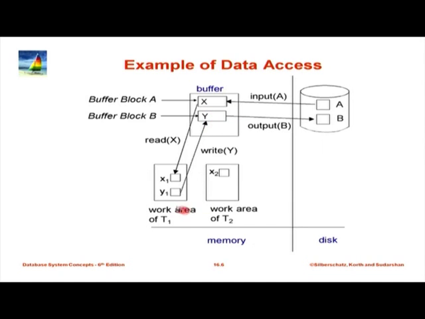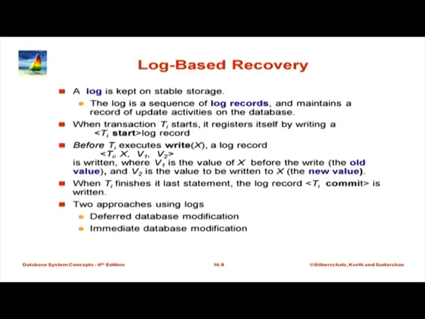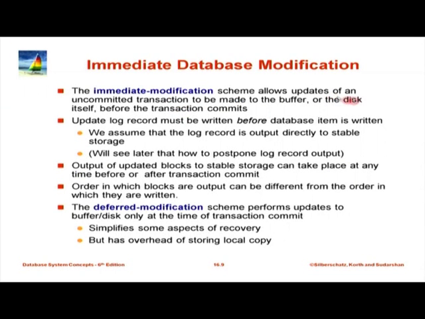On the other hand, in immediate modification, the update can be written to the buffer at any time during the transaction's execution. It does not have to wait for commit. So those are the two approaches, deferred and immediate. Immediate modification allows updates to be made to the buffer or even to the disk itself, and we will see this later, even before the transaction is committed. And the log record for the update must be written before the database item is written. At this point, we will assume the log record is output directly to stable storage. Later, we will see how to postpone it for efficiency.